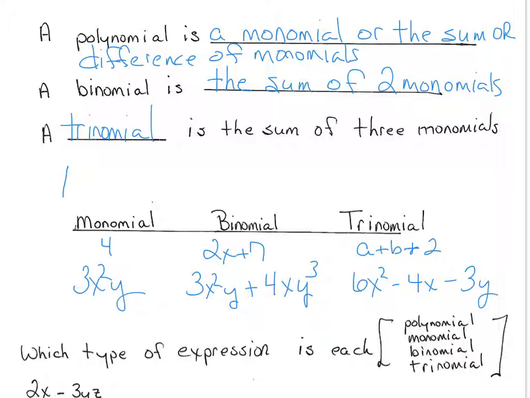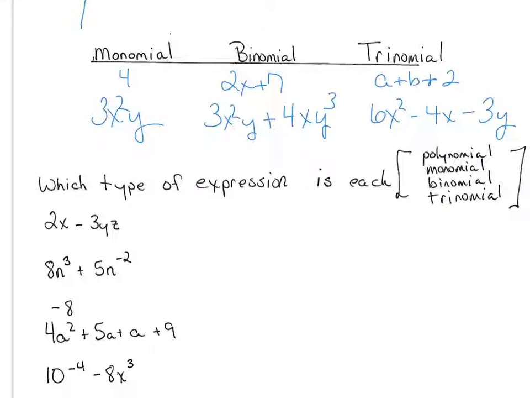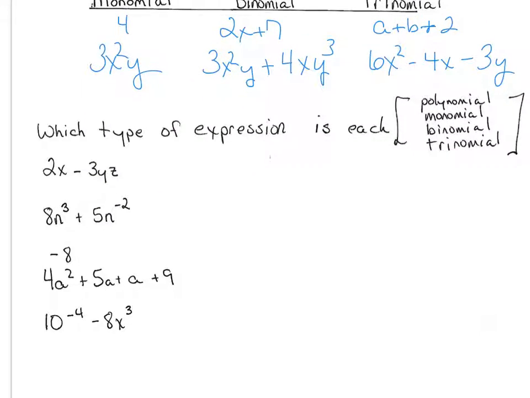So on your paper, I have asked you to identify which type of expression each one of these is. Is it a polynomial, a monomial, a binomial, or a trinomial? Take a second and label each of those as to what they are.